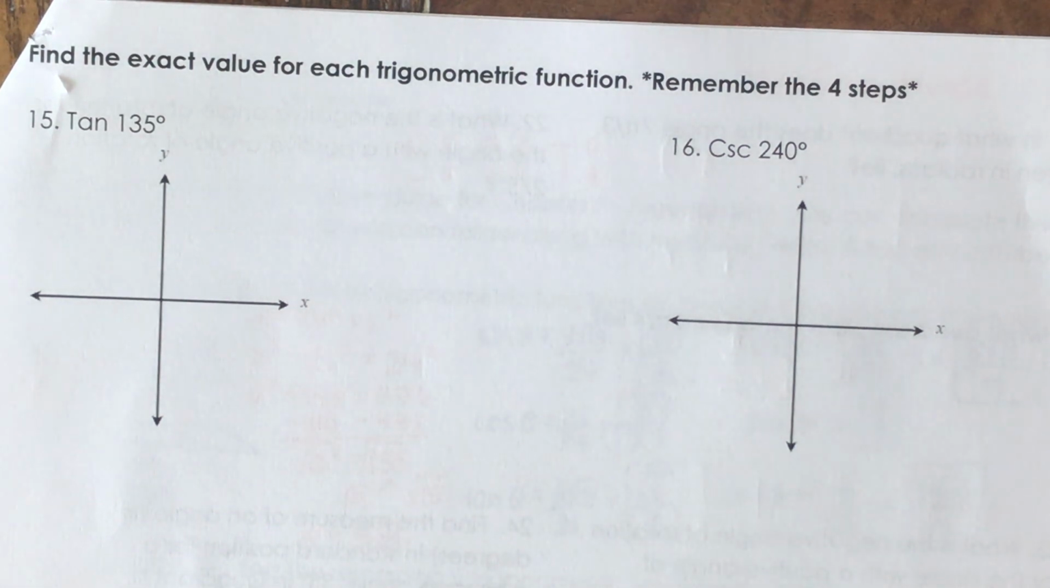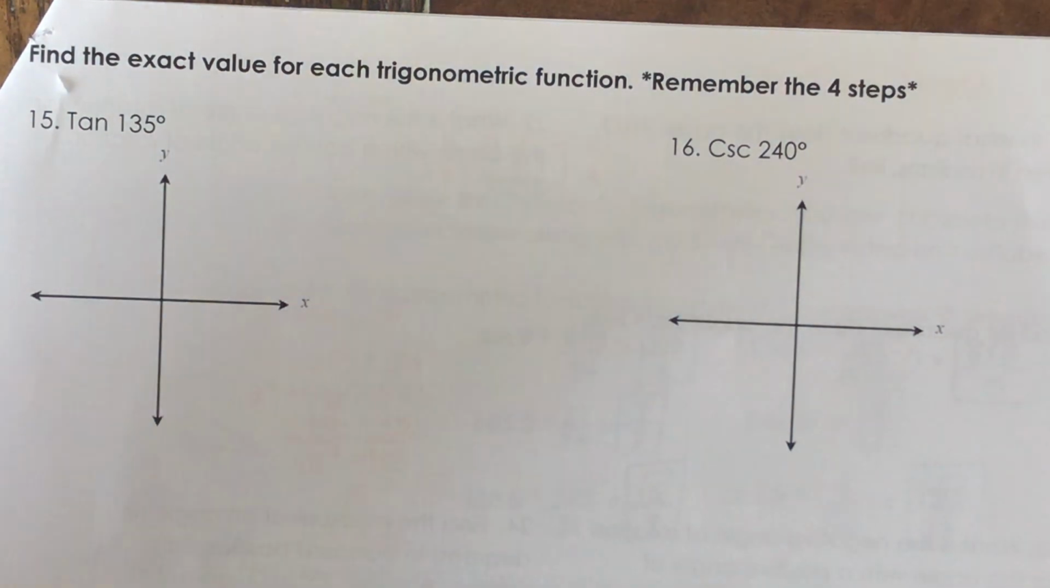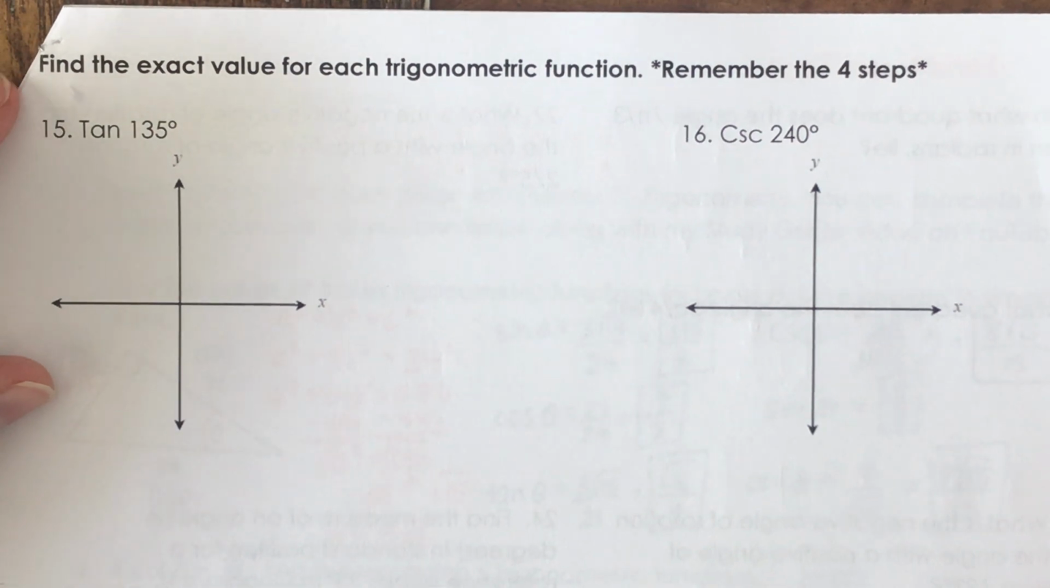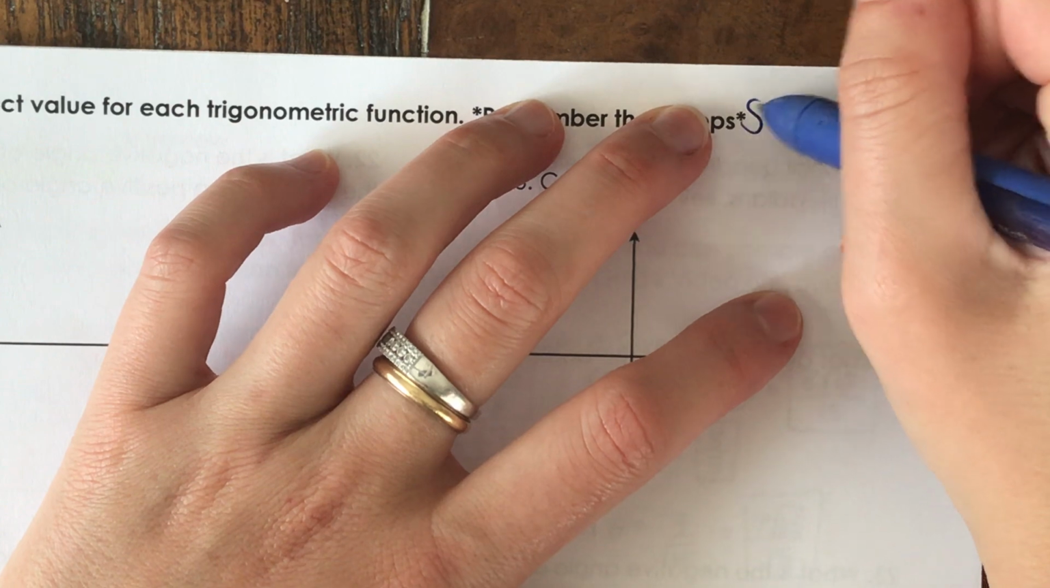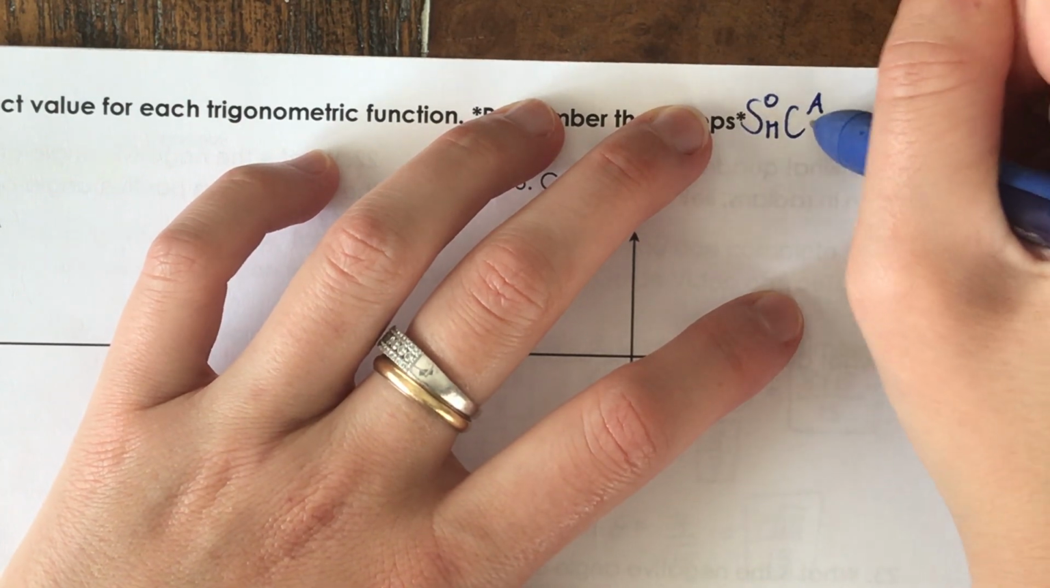Now for 15 through 20, we're going to find the exact value for each trig function. And remember that we had 4 steps that we went through to find the exact values of each trig function. So we sketched a picture. We had to determine what the reference angle was. Then we had to determine what type of special right triangle it was. And the last thing we did was we had to determine if it was going to be positive or if it was going to be negative. Now, I'm going to write at the top of my paper my SOHCAHTOA so I don't forget it.